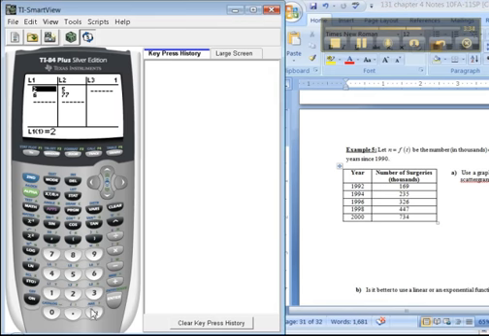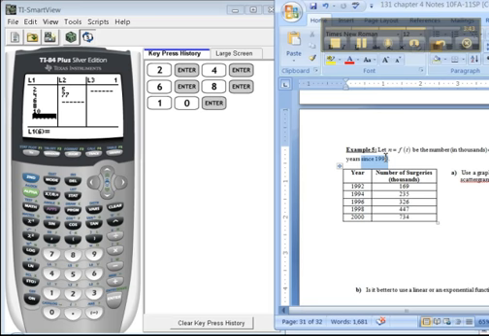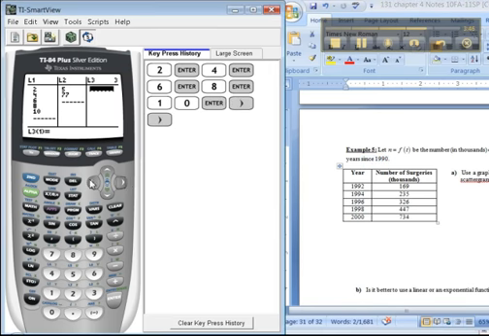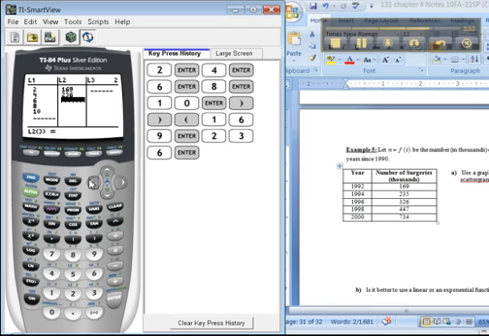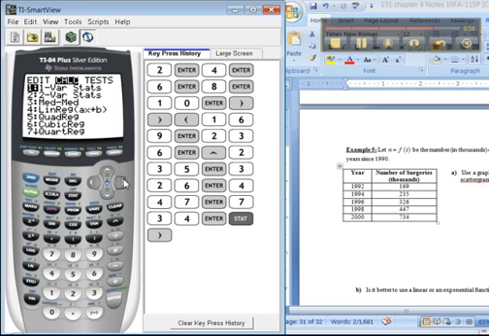So I can go 2, enter 4, enter 6, enter 8, enter 10, because it said since 1990, right? So always look for that phrase. Then I'm going to go to the right, and I'm going to go 169, 235, oops, I did it wrong, 235, 326, 447, 734. Alright, then I would do Stat, Calc. I can just press 0, it'll know exponential regression.